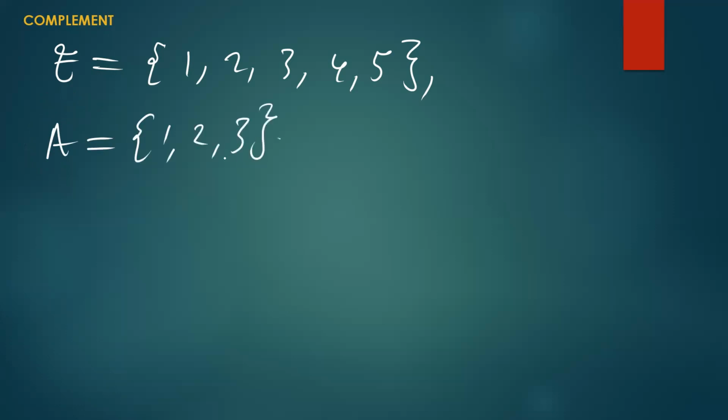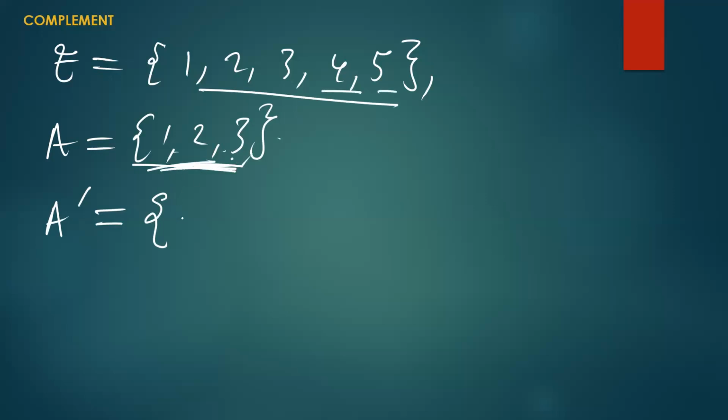If we say A complement, it is simply a list of the elements that are not in A, but they are present in the universal set. So in A, we have 1, 2, 3. So the elements that are not in A, but they are present in the universal set are what? Are 4 and 5.